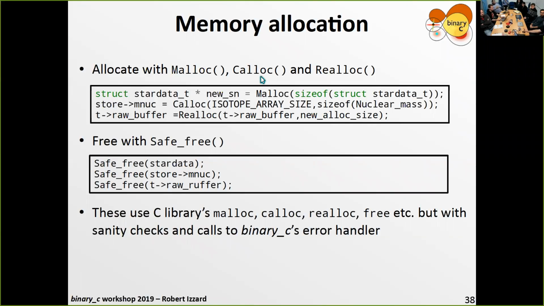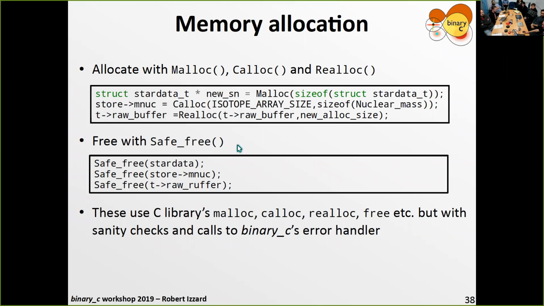They have exactly the same arguments as the C library functions, but they are linked to the exit Binaryc macro, so if they go wrong, it will exit gracefully to your application rather than just dumping out with a seg fault. It's much better.